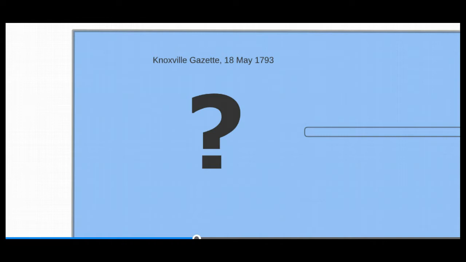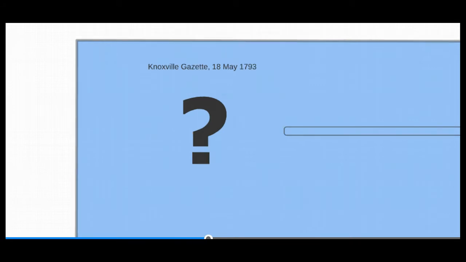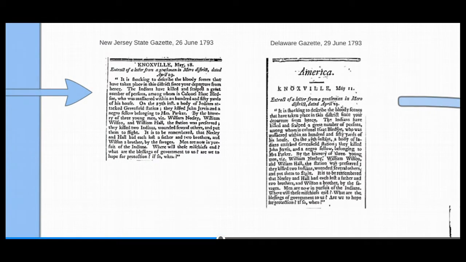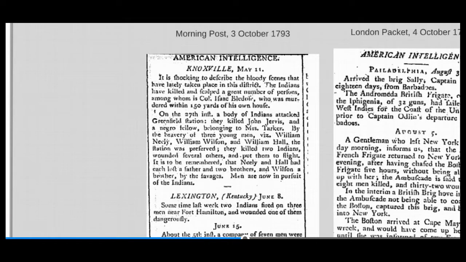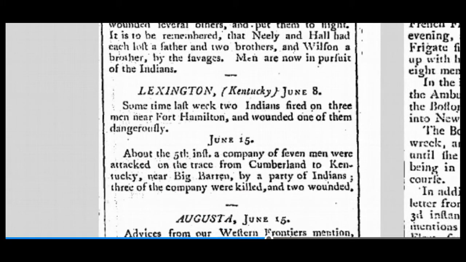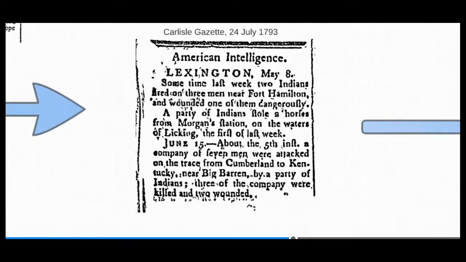But what you'll notice is it says May 18th, 1793. And New Jersey says May 18th, but Delaware says May 11th. So they've made a typo. And if you look here, May 11th, not May 18th. And that must almost certainly be where they got it from, the Delaware Gazette, because of this typo. Lexington, this gets consolidated by the Pennsylvania Carlisle Gazette.